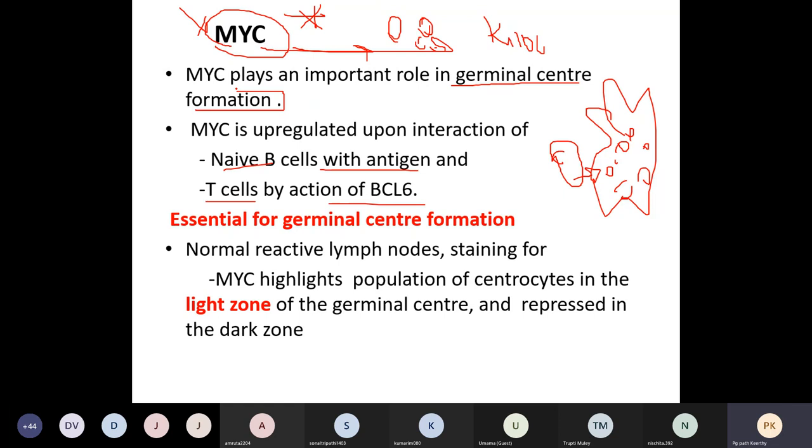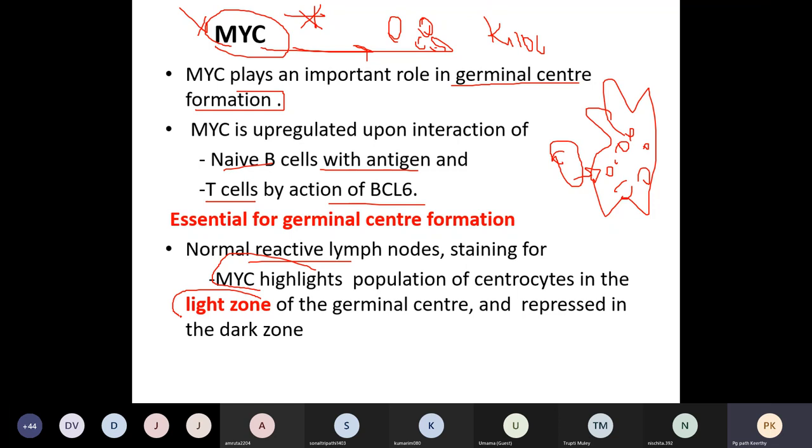So your CMYC has a role in the formation of your germinal center. So if some mutation happens here, it gives rise to Burkitt lymphoma, because the CMYC is associated with excessive cell proliferation. So that's why your Burkitt's is an aggressive lymphoma. So excessive proliferation, there is apoptosis. Those are eaten by your macrophages, giving rise to starry sky appearance. That's why Ki-67 is 100%. Got it? So normally it will stain, where will it stain? In the light zone. Now what is this light and dark zone? This we didn't discuss, right?